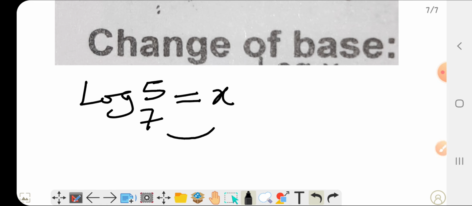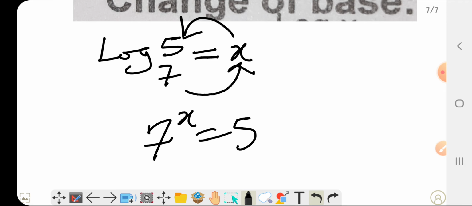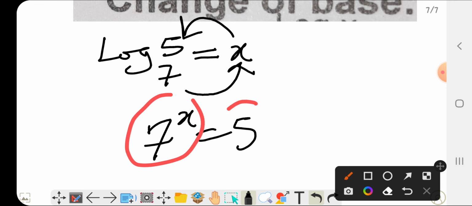So 7 raised to the power x must give 5. What's that value? Write it out and let it look like an exponential equation. You will now write 7 raised to the power x equals 5. But in this case, you want to make both sides 7 raised to the power something or 5 raised to the power something, which we know is never possible. So what you're going to do is go back to the original question and apply change of base. That will be your game changer.